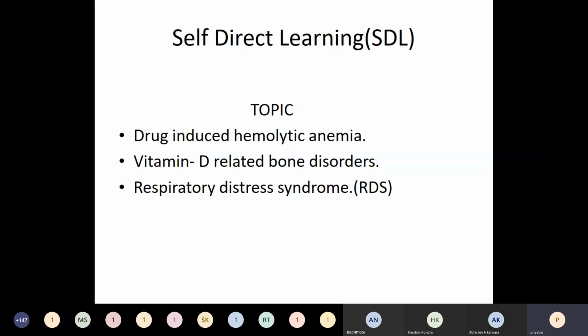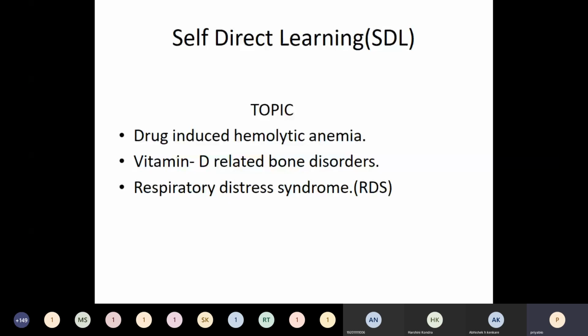The topics are, first one is drug-induced hemolytic anemia, and then vitamin D related bone disorders, and respiratory distress syndrome. So these are the SDL topics. You have to write briefly on each of these topics, maybe like a 5 marks question, the important points related to the topic. I will give you the outline of how you have to write.